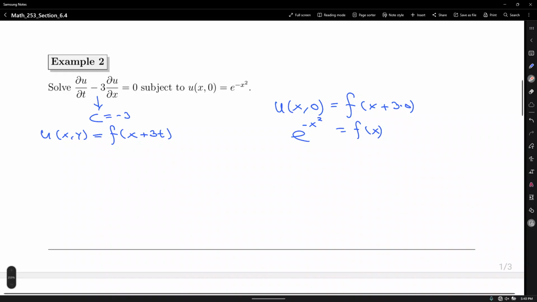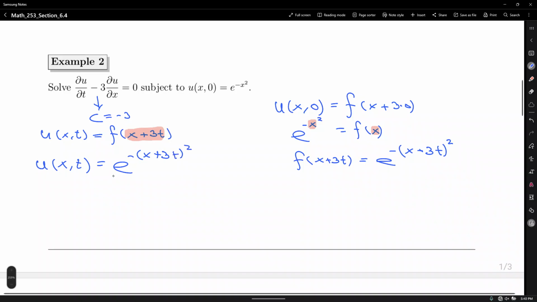So now let me shift every instance of x with x plus 3t. So f of x plus 3t equals e to the negative x plus 3t squared. Actually, that is more formally u of xt right here. u of xt equals e to the negative quantity x plus 3t, squared, okay?